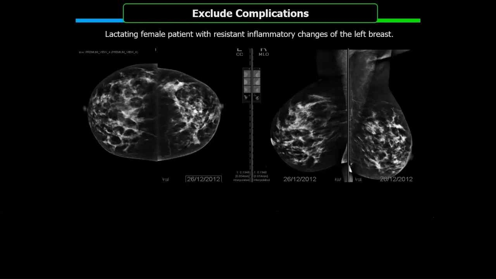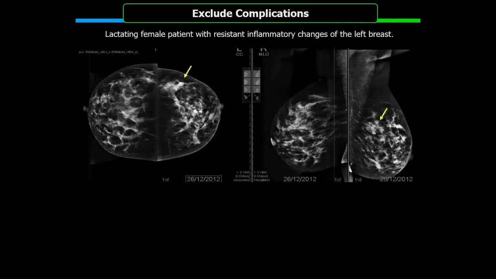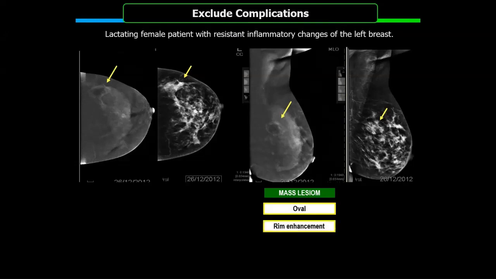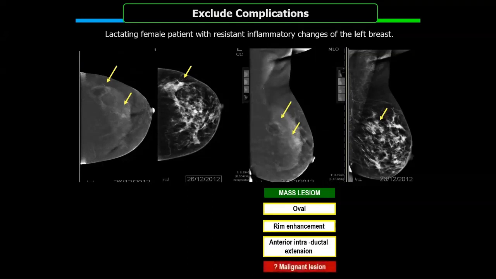Another complication which might occur with mastitis is draining sinus tracts. This was a lactating female patient with resistant inflammatory changes of the left breast. This was her mammogram. She had a focal asymmetry of the left breast. And this was the contrast mammography, and it showed a mass lesion in the upper outer quadrant of the left breast. It was oval in shape. It showed rim enhancement with anterior intraductal extension. I think anybody who sees this description of the lesion will definitely say that this is a malignant breast lesion.